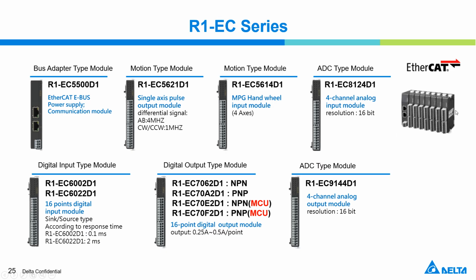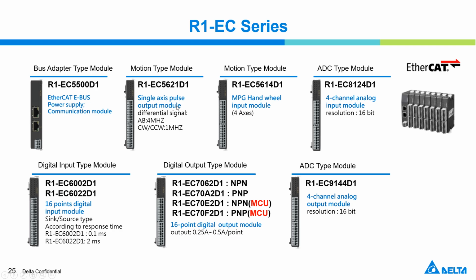You can see from the picture, the size of this R1-EC, we defined at the beginning as a slim module. For each function, it is right extend, like DI, DO, AI, AO modules, like these down here. This one is the communication bus adapter to do the data exchange with the AX CPU, and it can also support the power for the right extend modules.